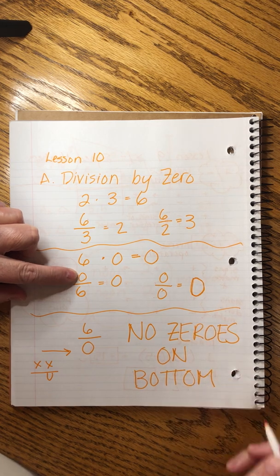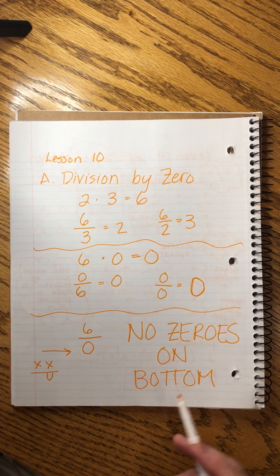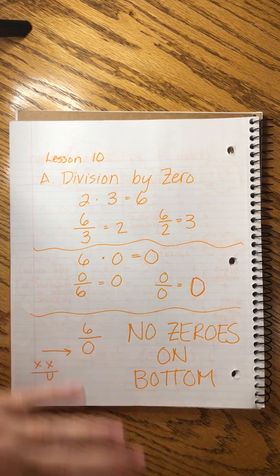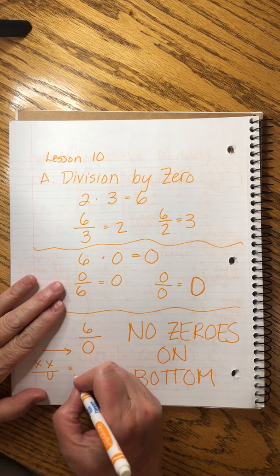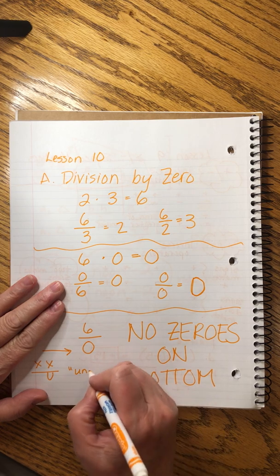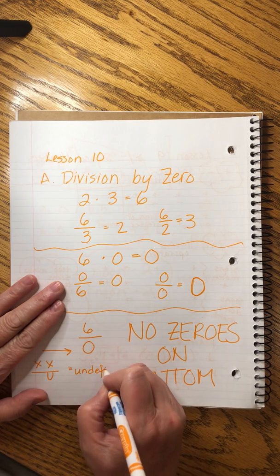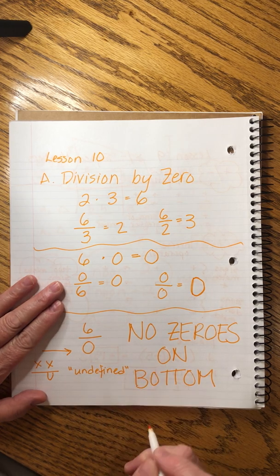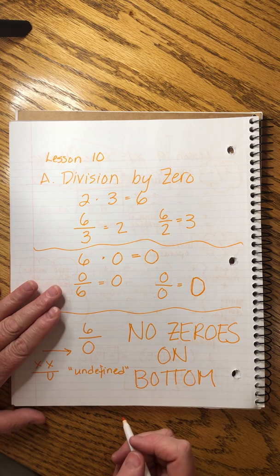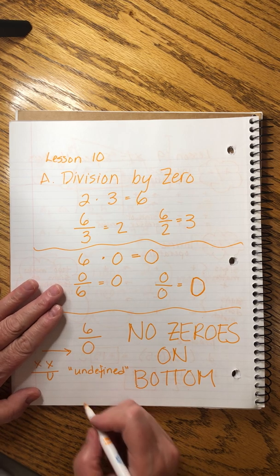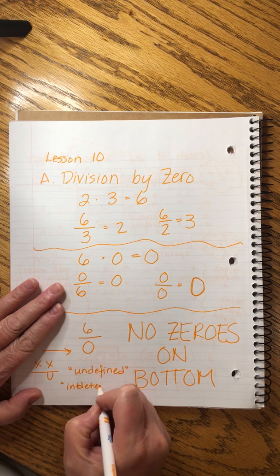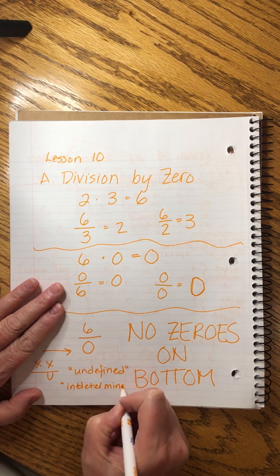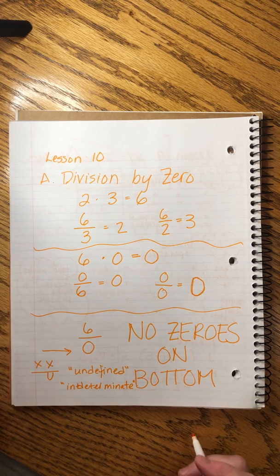But you know what? Sometimes things stick in your head better if you use simple words. This doesn't work. It is undefined. It is indeterminate. Those are 2 math words. Let's write those down. Undefined, or, what did I say? Indeterminate. It means you can't have it.